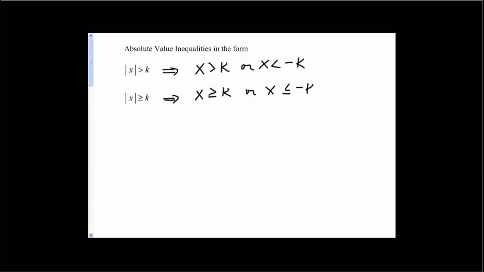Substituting a number for the k, if we have the absolute value of x is greater than 9, removing the absolute value bars, we'll have x is greater than 9 or x is less than negative 9.